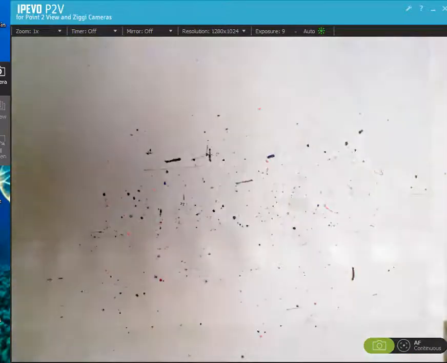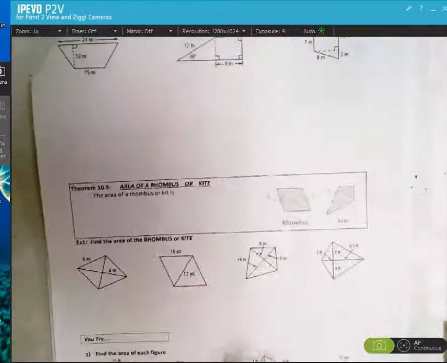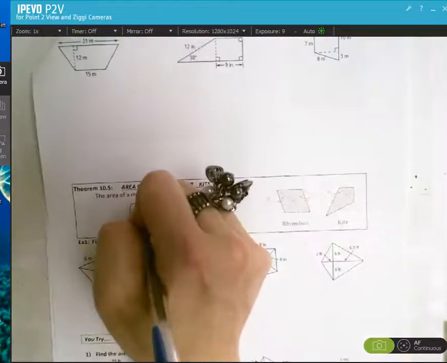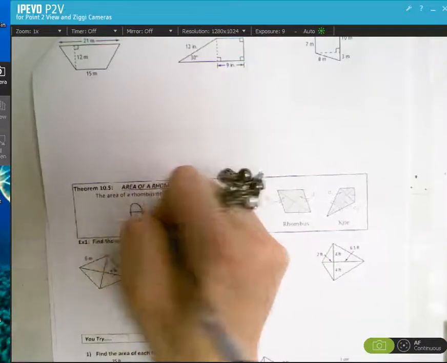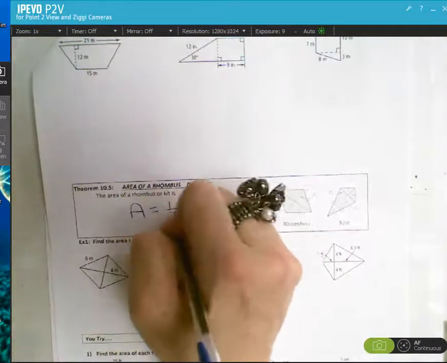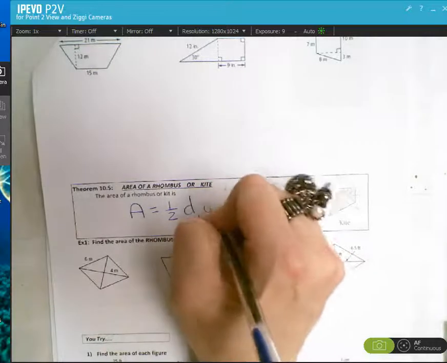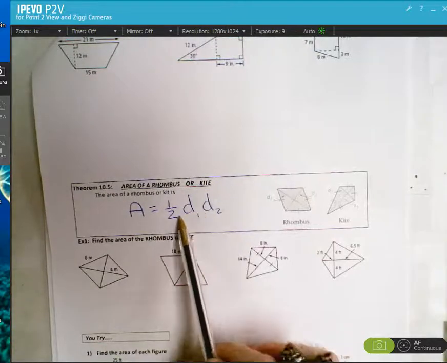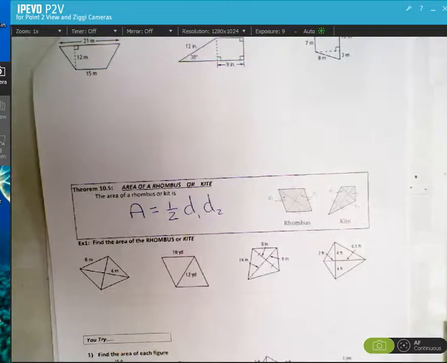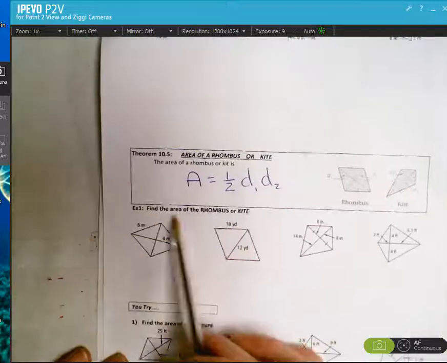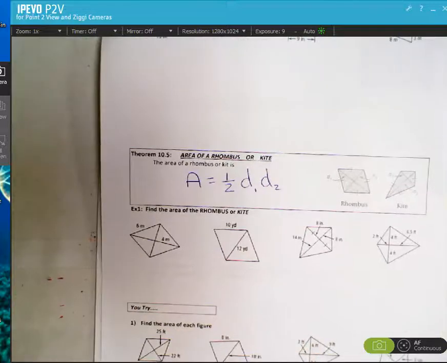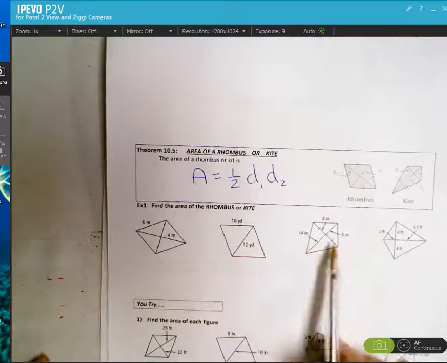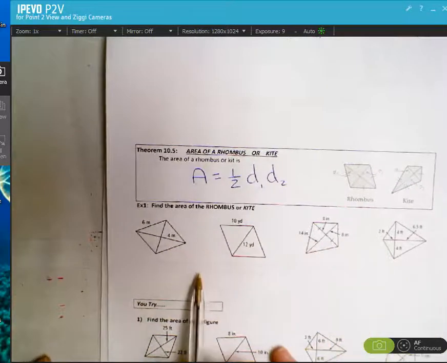So that is trapezoids. Let's take a look at areas of rhombuses and kites. So we know from our AMES reference sheet that the area of a rhombus or a kite is 1/2 d sub 1 times d sub 2. That just means diagonal times diagonal and take half of it. So if I'm looking at this figure here, I've got to figure out what's going on. So these are both rhombuses and these are both kites. They use the same area formula.